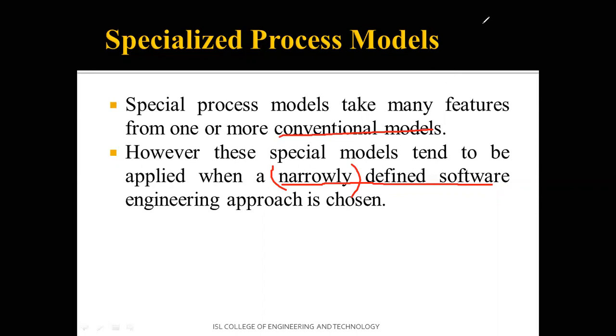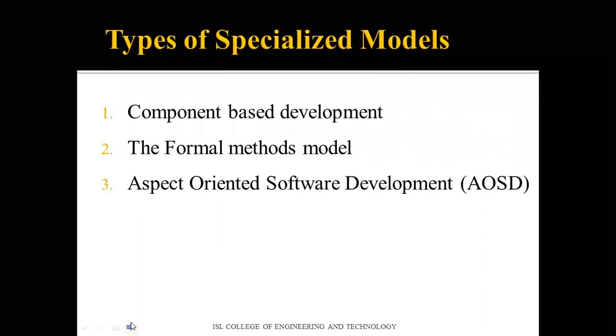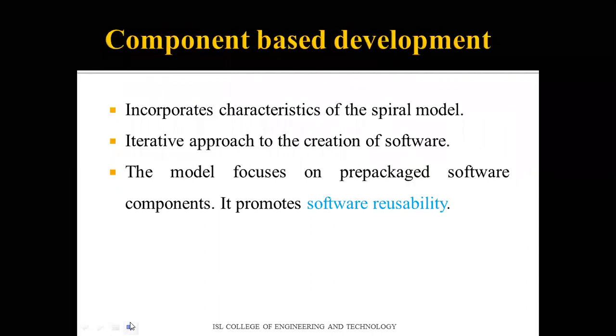Now we'll see what the different models present within the specialized process model are. There are three types of specialized models. The first one is component-based development, then the formal methods model, and the aspect-oriented development model. The first one is component-based development.